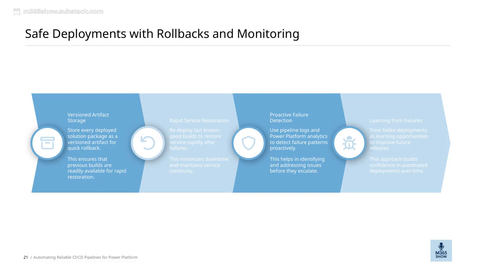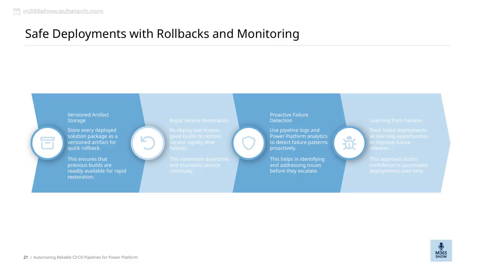Next, proactive failure detection is key. By leveraging pipeline logs and Power Platform analytics, we can spot failure patterns early on. This way, we can identify issues before they become bigger problems, allowing us to address them promptly and prevent escalation.